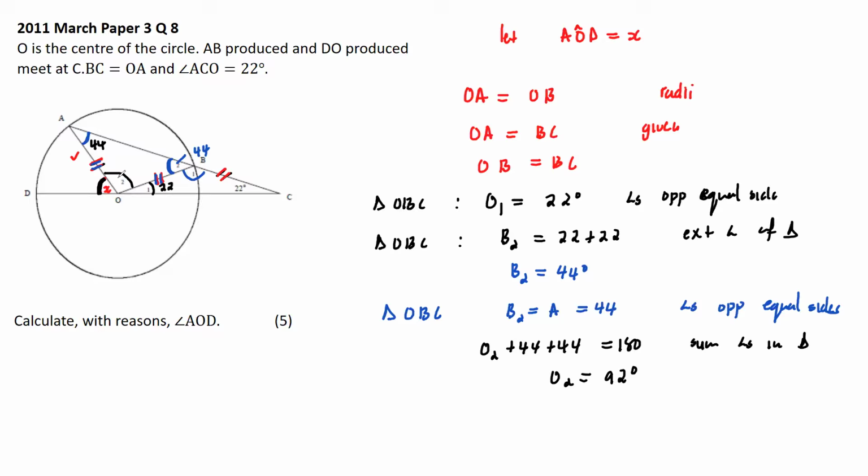Then finally, I'm going to get my X. So if I consider that this is now 92, X plus 92 plus 22 is equal to 180. Your reason: angles on a straight line, I'll just write SL for now. The rest is maths. X, which is AOD, when you do your maths, it will be 66.